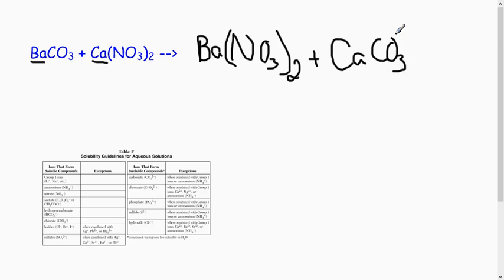To determine whether it will take place or not, both of these are ionic compounds, so they're not covalent. I need to look up the ionic compounds here. Nitrate, NO3, forms soluble substances always. There are no exceptions. So barium nitrate is soluble. Calcium carbonate, carbonates tend to be insoluble unless they're combined with a group 1 ion or ammonium, NH4, which calcium is not in group 1. So calcium carbonate will be a precipitate. So this reaction will take place.